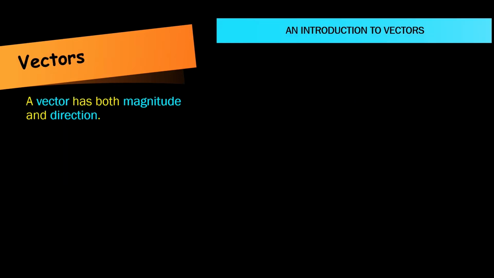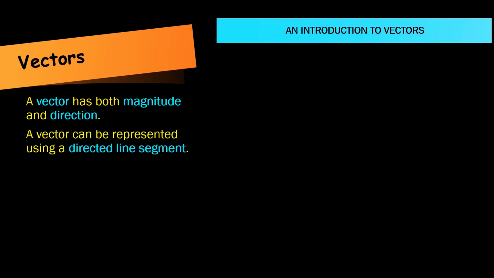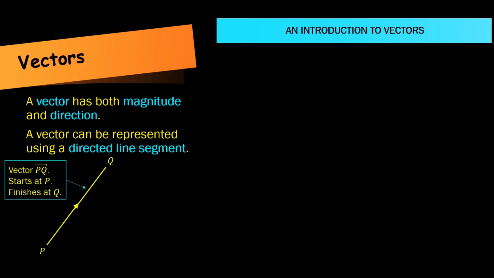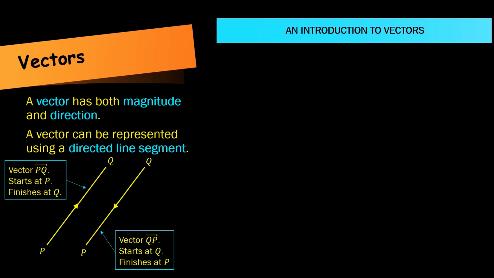A vector has both magnitude and direction. It can be represented using a directed line segment, as shown. Vector PQ with an arrow above starts at P and finishes at Q. And vector QP with an arrow above it starts at Q and finishes at P, as shown.